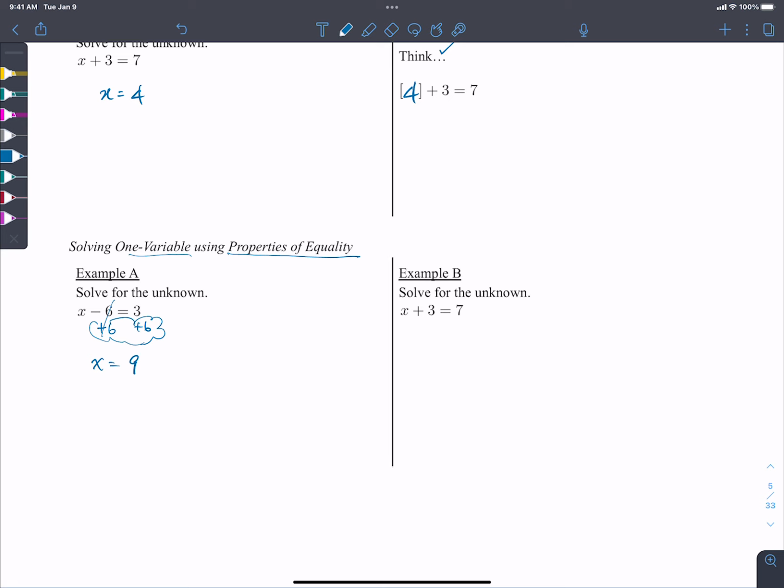For example B, what do we do? Yeah, exactly, we subtract 3 from both sides, right? Remember, we're using the property of equality here. So when you subtract 3 from both sides like this, the 3's cancel. So x right there is 7 minus 3, which is 4.